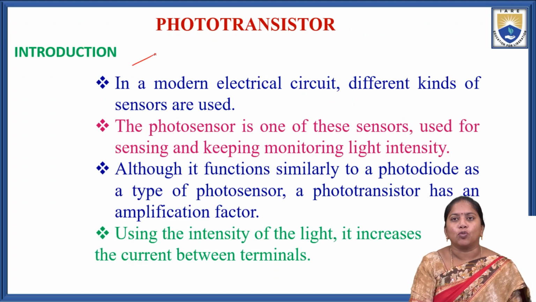Introduction. In a modern electrical circuit, different kinds of sensors are used. The photo sensor is one of these sensors, used for sensing and monitoring light intensity.